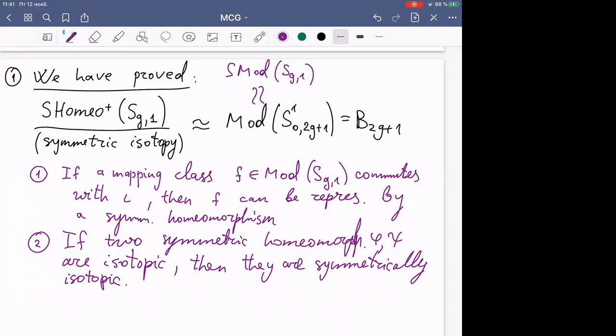So we can consider symmetric homeomorphisms up to symmetric isotopy, or symmetric homeomorphisms up to usual isotopy, or those homeomorphisms which are symmetric only on the level of mapping classes. Actually, frankly speaking, it is not a very good condition. Well, the matter is that iota is not a mapping class in our sense.